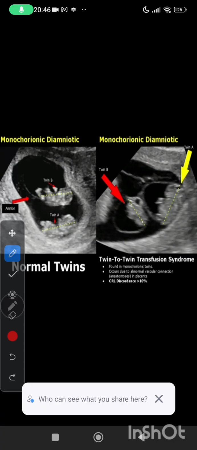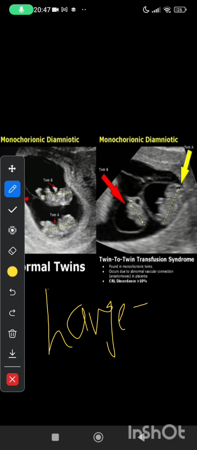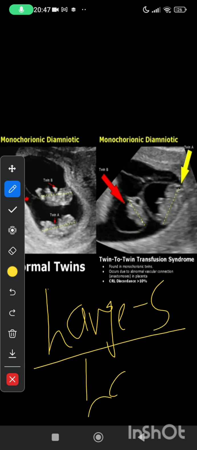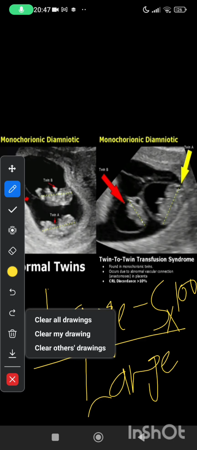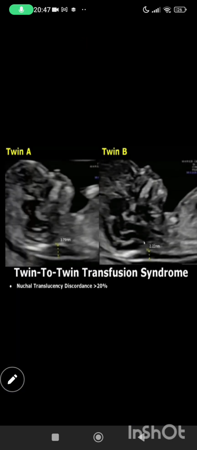And how to calculate the CRL discordance? Large twin CRL minus small, divided by large, multiplied by 100. This way we can calculate discordance of anything. CRL, NT, any discordance we can find by this formula: large minus small divided by large multiplied by 100. So CRL discordance will be more than 10%, and nuchal translucency discordance will be more than 20%.